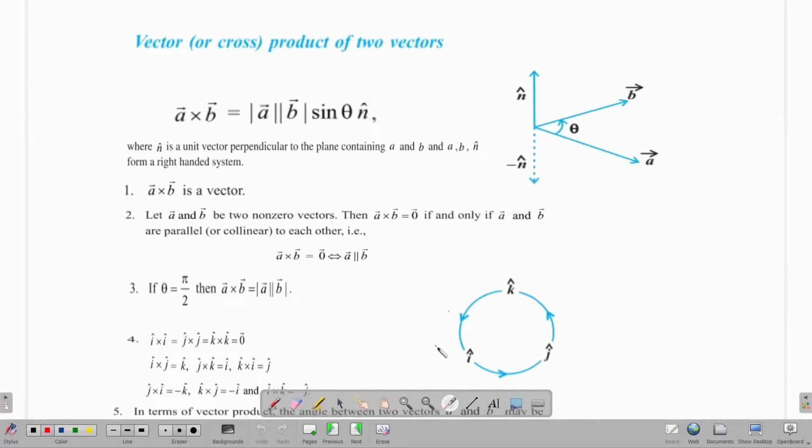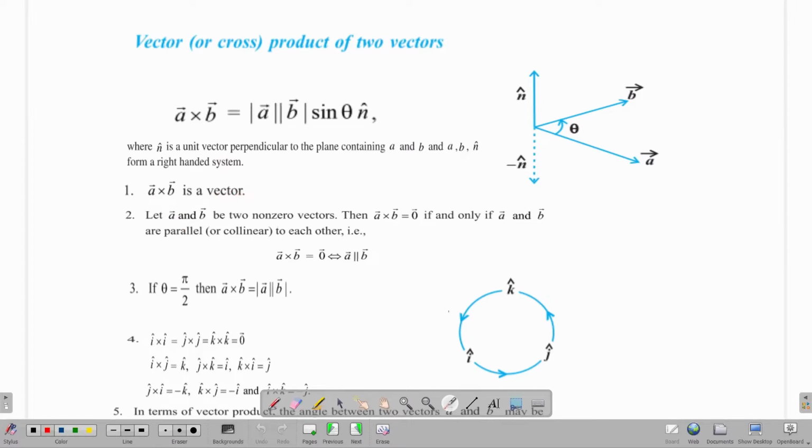Now next is written here: vector or cross product of two vectors, and that is denoted by A cross B, and the formula is mod A mod B sine theta n cap. This is the diagram for the angle between two vectors A and B, theta is here, and n is a unit vector perpendicular to the plane containing A and B, and A, B, n form a right-handed system as shown in this diagram. So A cross B is a vector quantity. A dot B is a scalar quantity, whereas A cross B is a vector quantity.